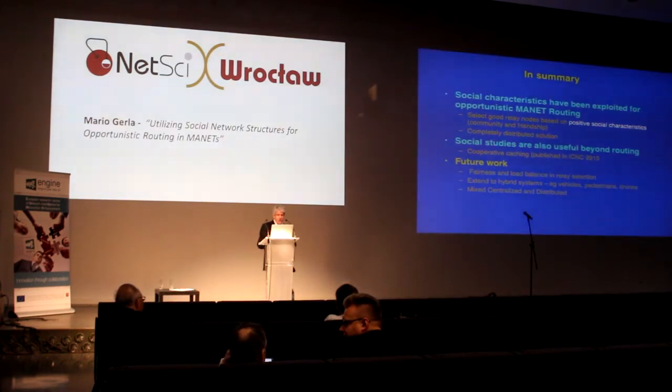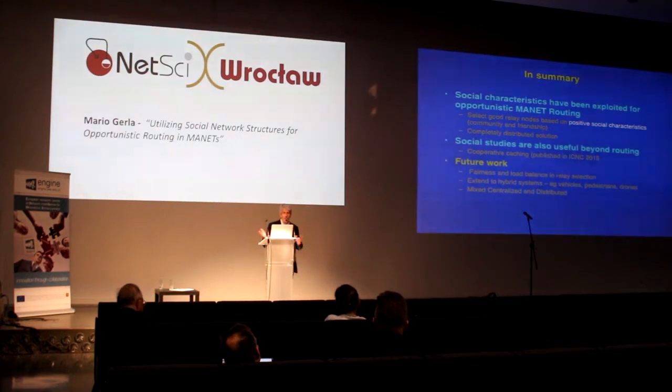Future work. Well, there is more work in the direction of fairness and load balance when you choose relays. We didn't look at that because the network is very lightly loaded. If you increase the load, that will be a factor. You can also extend it to hybrid systems. For instance, you may have a combination of vehicles and pedestrians, in some cases they interact with each other. Maybe now drones, which are popular. These are mobile networks which cannot be guaranteed to be connected all the time, so that will happen.